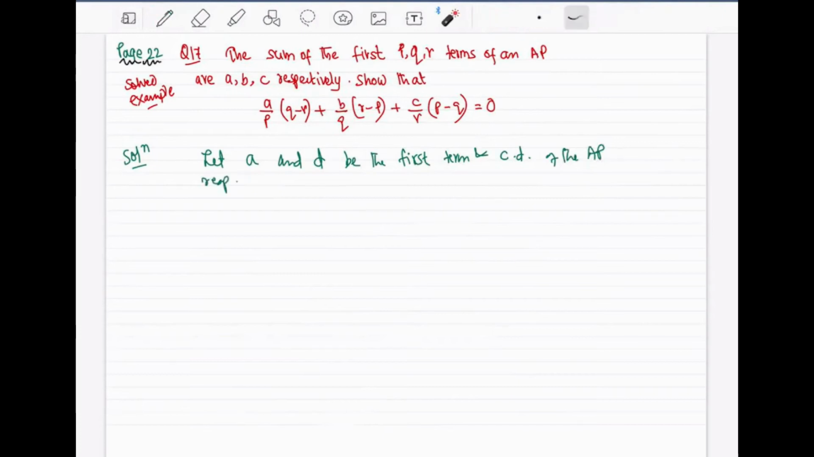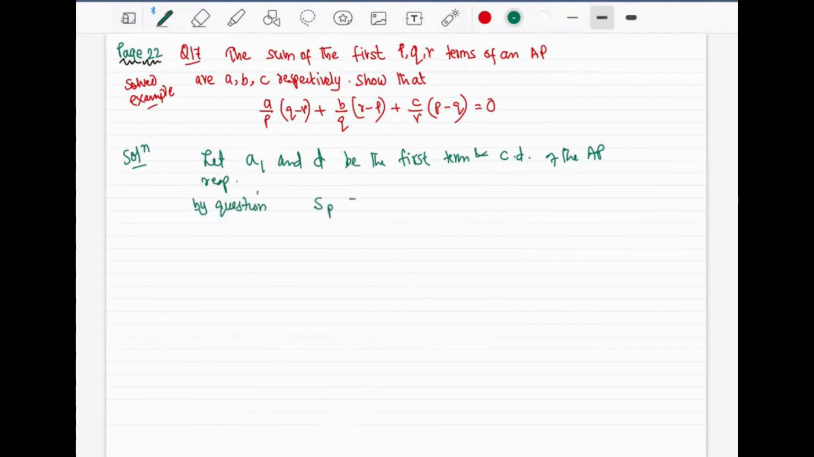One problem here. Sum of the first P terms is also equal to A, right? So there is a conflict in writing A as the first term. So better we write it as A1. Okay, so we have A1 as the first term and D as the common difference of the particular AP we are dealing with. What is given by the question?